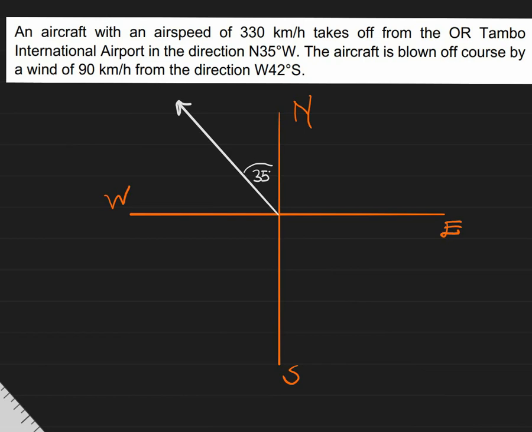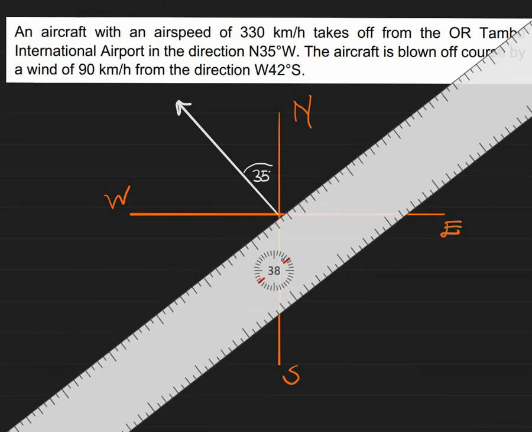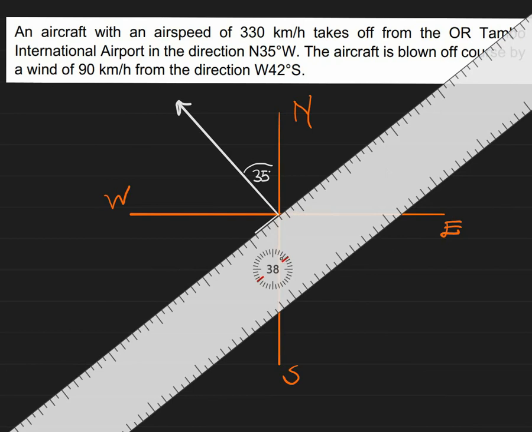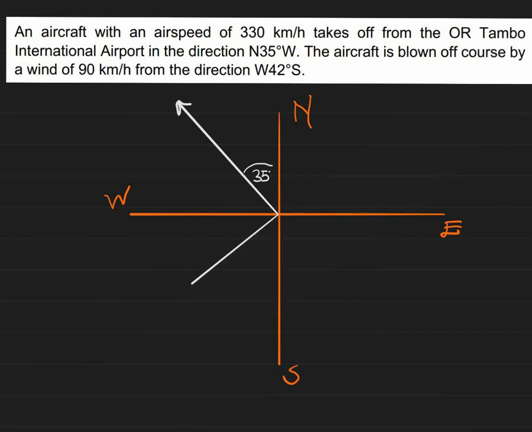And then my second vector is the vector of my wind, which is going from west to south. So from west to south, that's what you end up with. And it's going from west to south, so that's why you see my arrow pointing towards the origin. So this will be 42 degrees. Alright, so I'm going to quickly label my vectors. This is the velocity for the wind, and then this is the velocity for the aircraft.